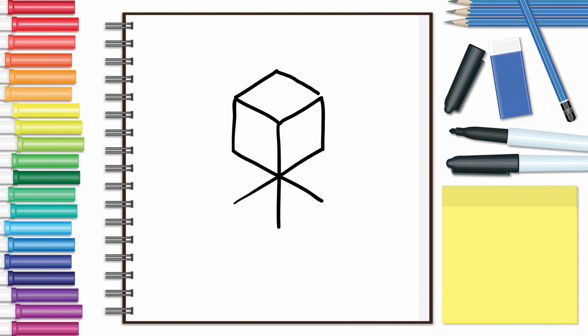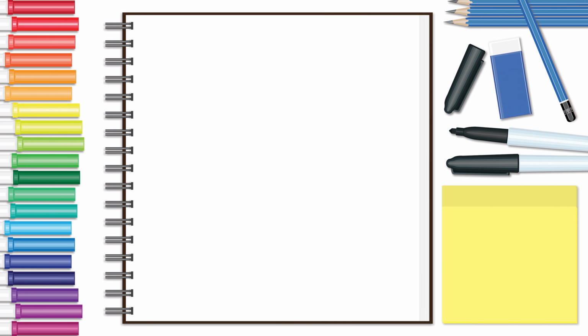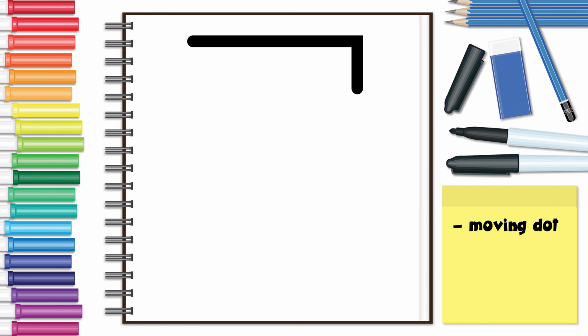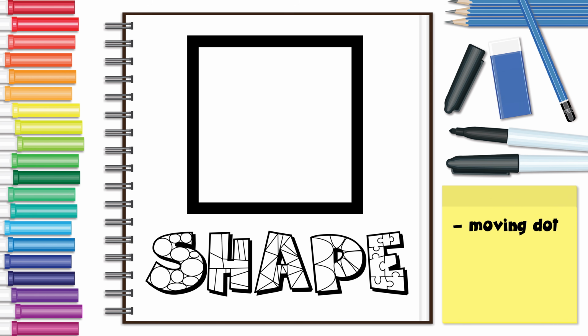Remember, the elements and principles of art are the building blocks of art. The better you get at using them, the better your art will be. If you recall, a line is a moving dot. Well, if we move the dot so that it connects back to the beginning, we have a shape. In other words, a shape is an enclosed line.